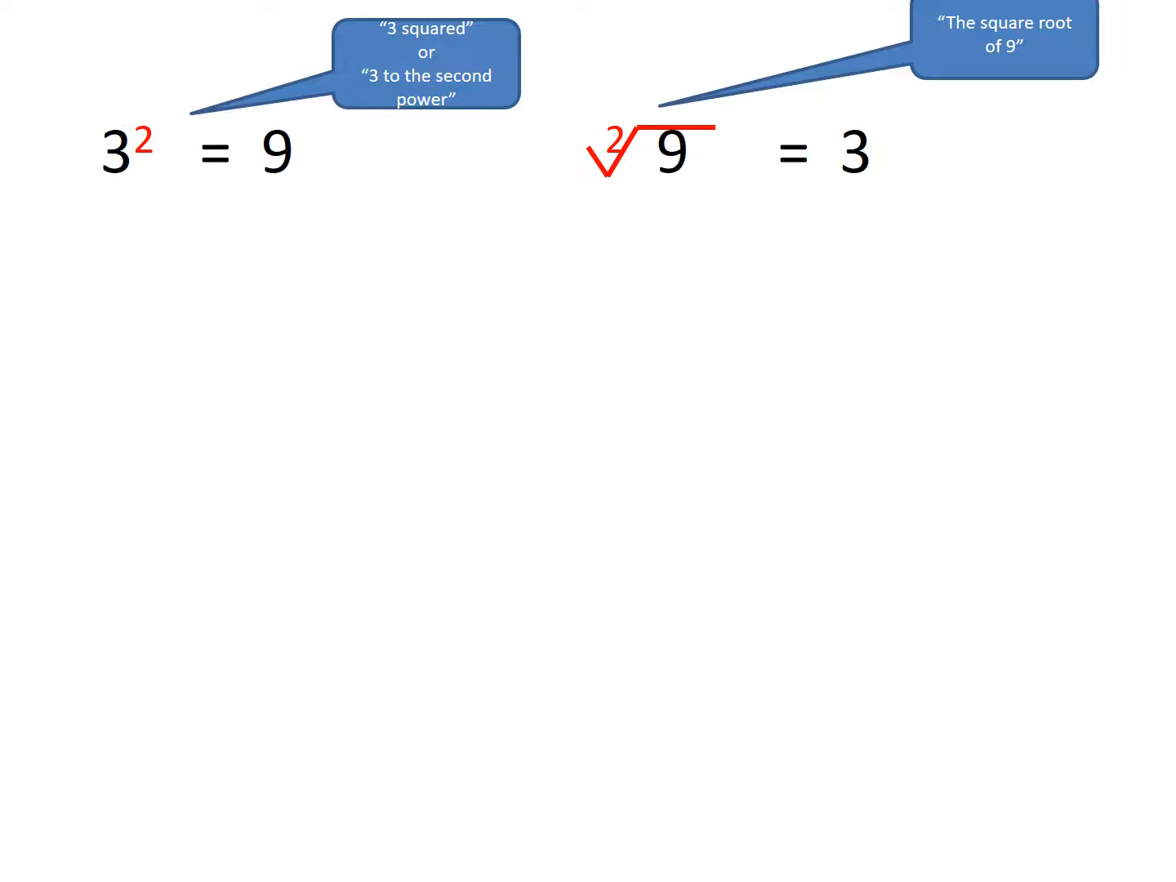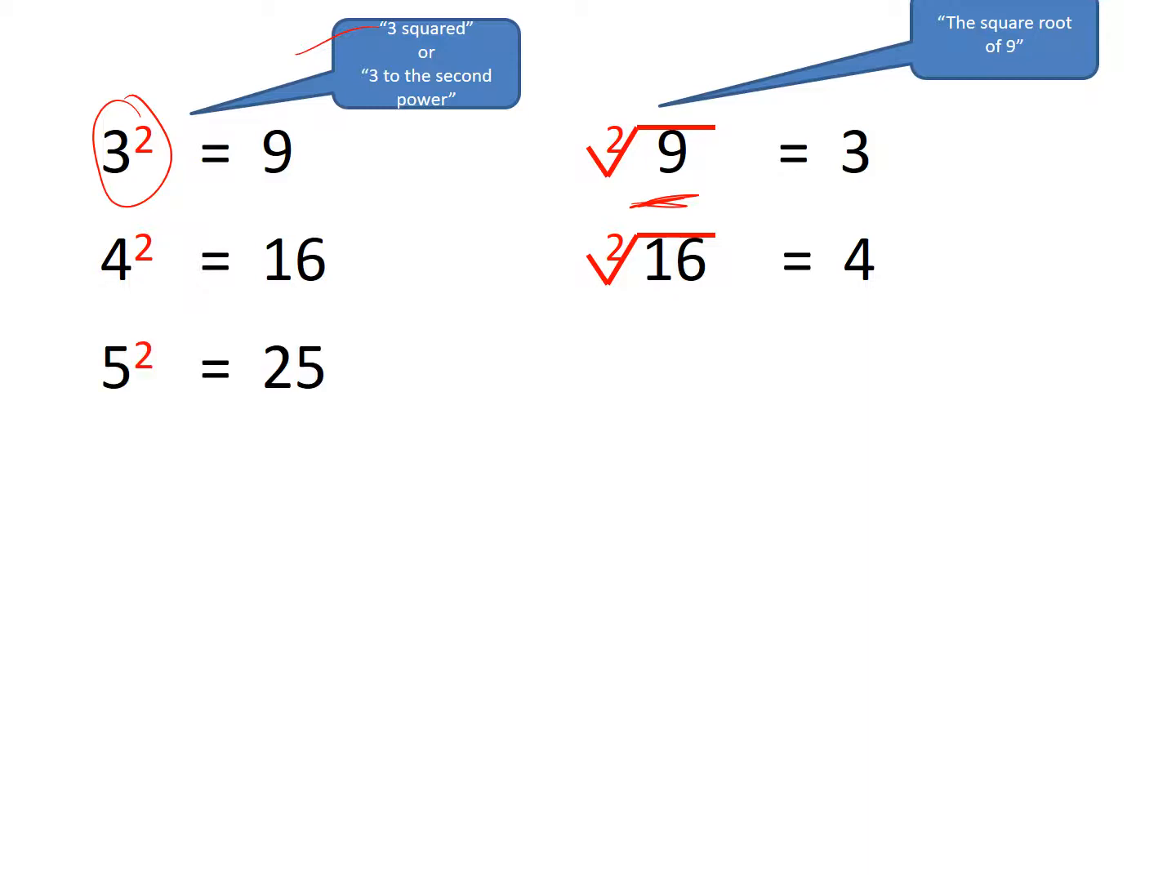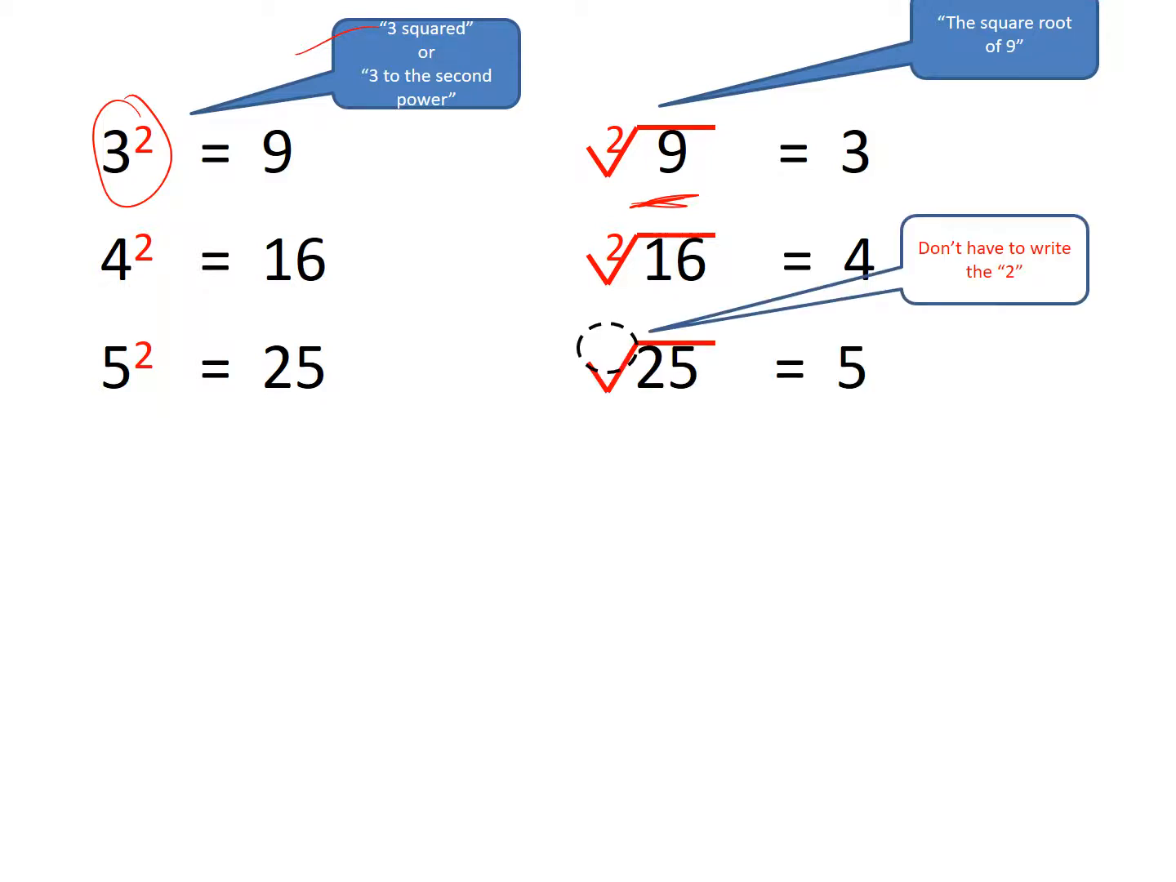So this one, again, if you're familiar with exponents, you can read this as 3 squared, or you can say 3 to the second power. On the other side is the square root of 9, is the way you would read this guy. This is 4 squared, or 4 to the second power, is 16. The corresponding root is the square root of 16 is 4. So again, you can just see the relationship between those two operations. 5 squared is 25, right? 5 times 5. The square root of 25 is 5.